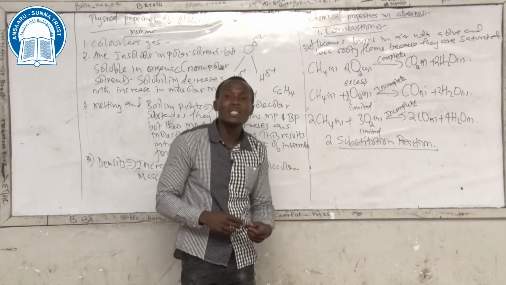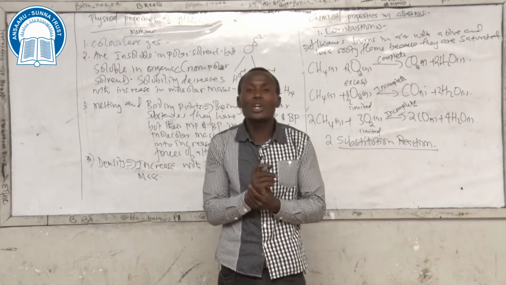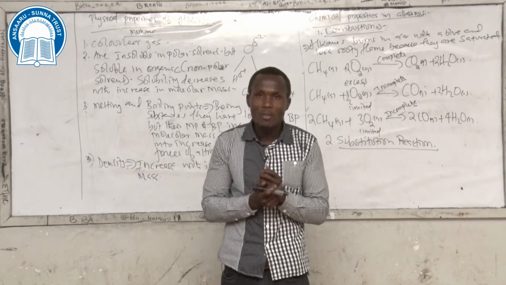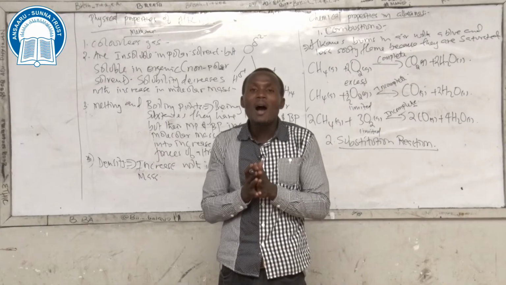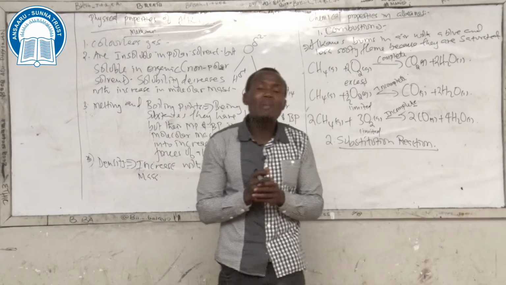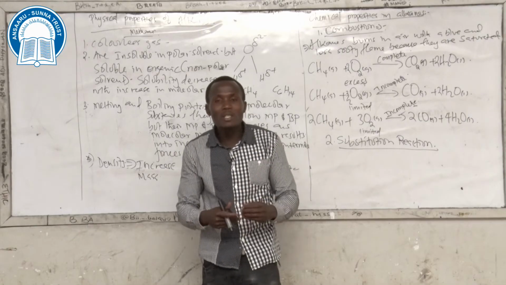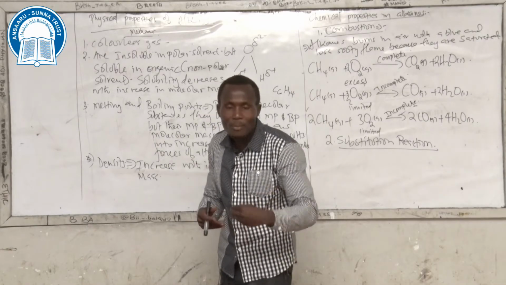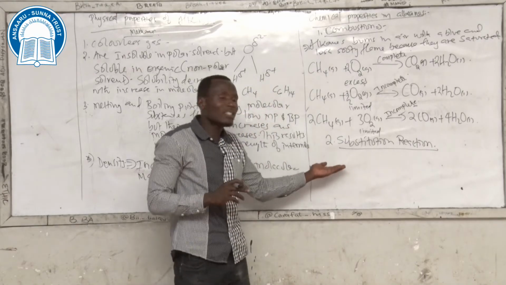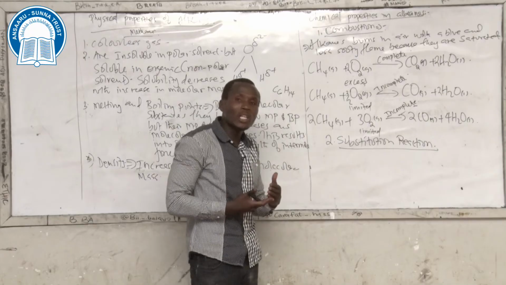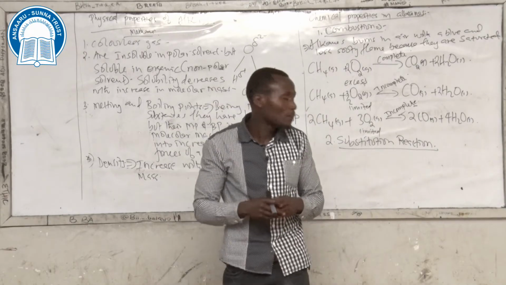Alkanes being saturated, they undergo substitution reaction with halogens. What do we mean by substitution? To substitute means you are removing something in place of another one. So alkanes being saturated, the hydrogen are going to be substituted with halogens.